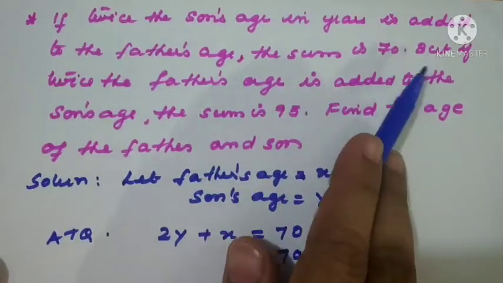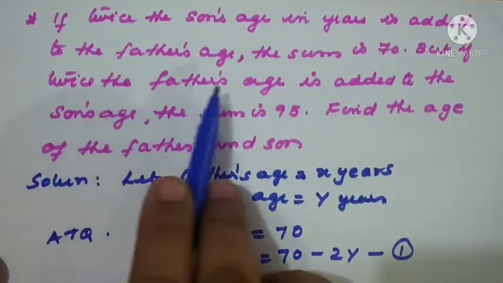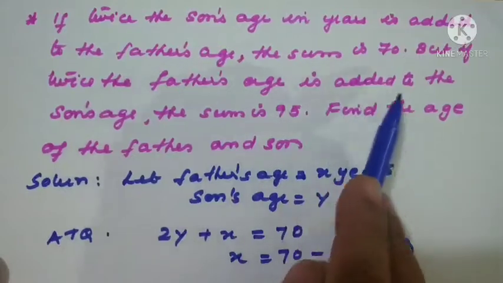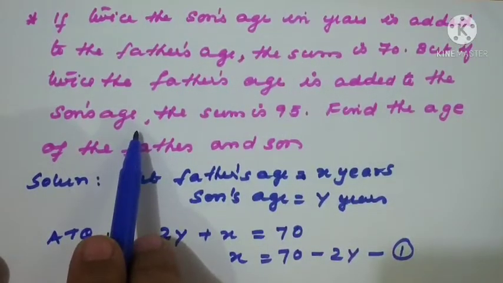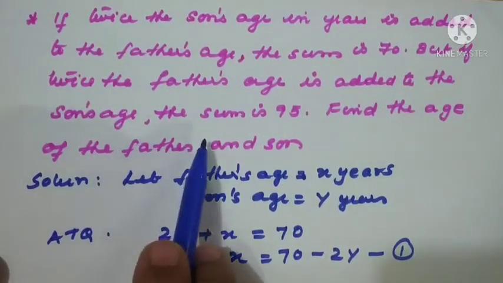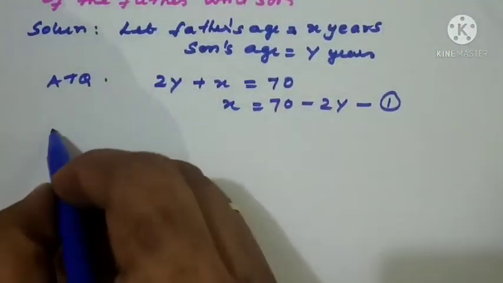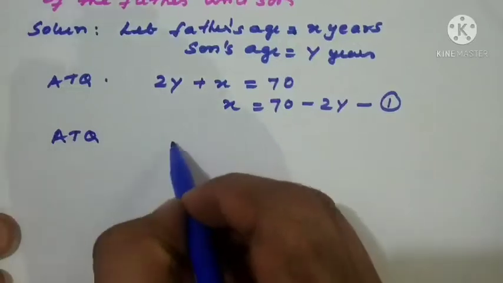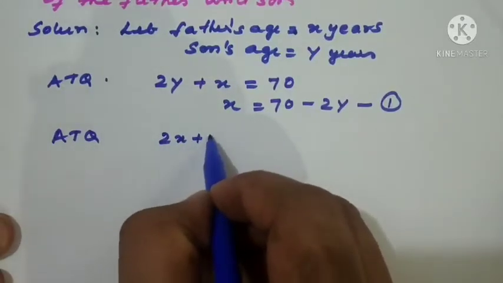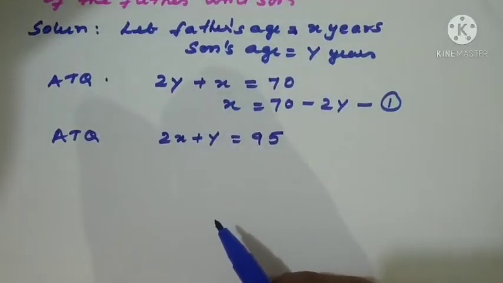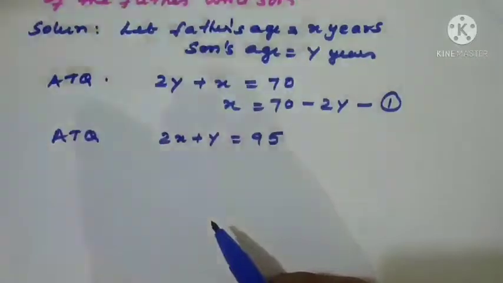Similarly, what is the second equation? Twice the father's age. Father's age is x only. So 2x is added to son's age, 2x plus y equal to 95. According to the question, the second equation is 2x plus y equal to 95. What is x for us? 70 minus 2y from the first equation.